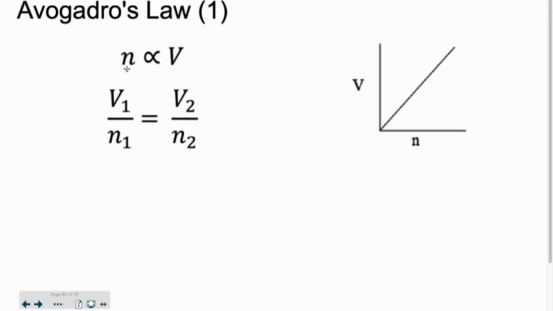Avogadro's law states that moles and volume are proportional. In other words, as you increase the number of moles, the volume of that container will increase. Here's the formula for Avogadro's law. And here is the graph of Avogadro's law, which essentially states that as the number of moles increases, so does the volume.